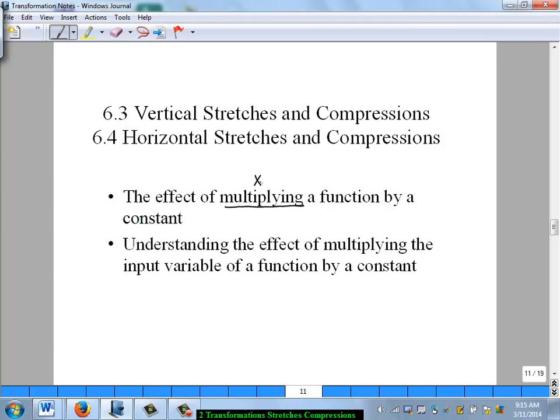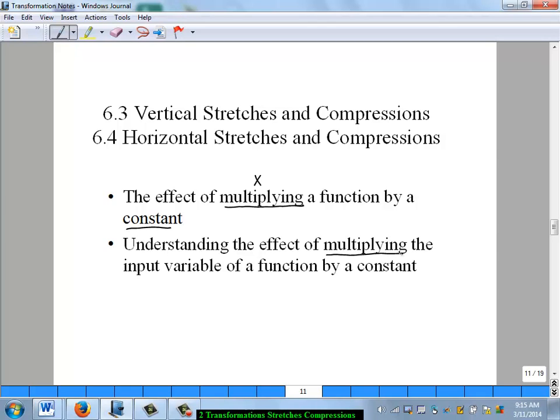Because before, when we were doing transformations by shifting it to the right and left or vertically, up and down, we were adding and subtracting. With stretches and compressions, it all has to do with multiplying a function. So you're going to be multiplying a function by a constant and understanding the effect of multiplying the input variable of a function by a constant.